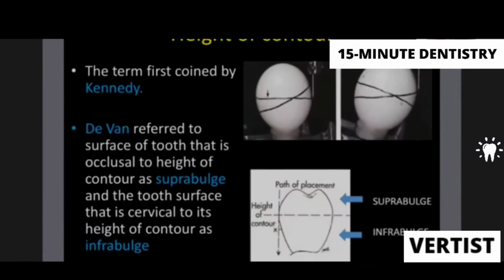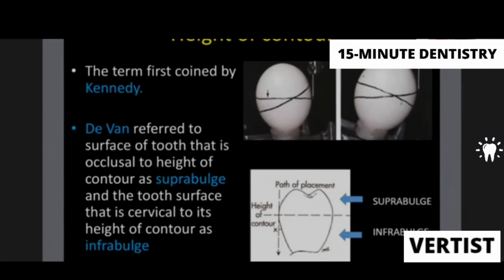Now, height of contour is a term that you must know. That was first coined by Kennedy, and Devan was the one who gave the term suprabulge and infrabulge area. Above the height of contour is suprabulge, below the height of contour is infrabulge, and that's how your direct retainer is going to be extremely important, because these are very, very important areas.